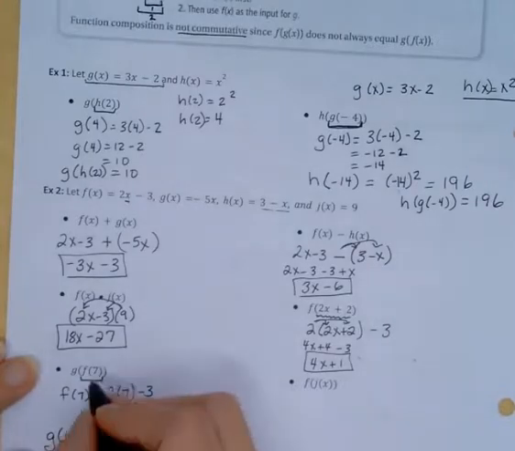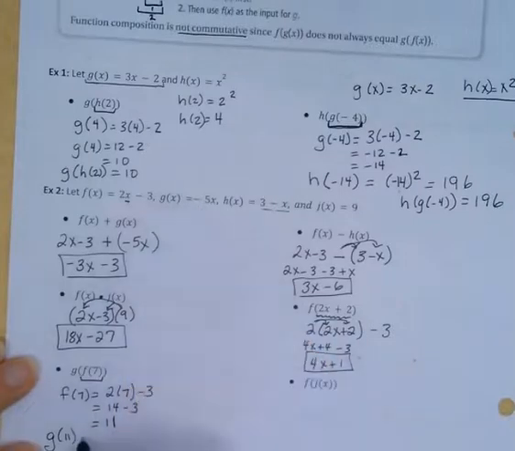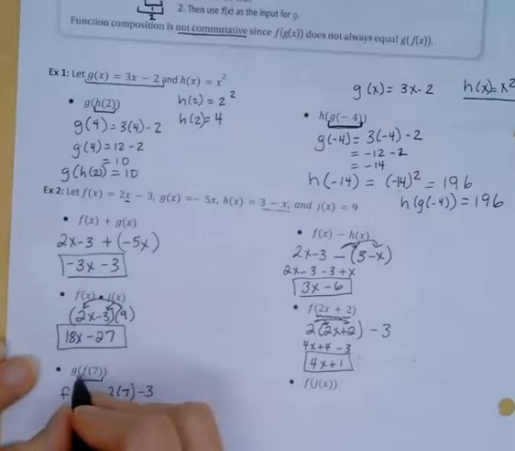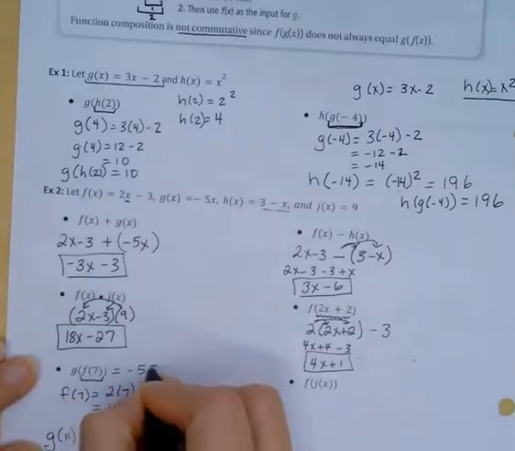Okay, so I come back up and I look, g of x equals negative 5x. So g of 11 is going to equal negative 5 times 11, which equals negative 55. All right, so I know the g of the f of 7 equals negative 55.